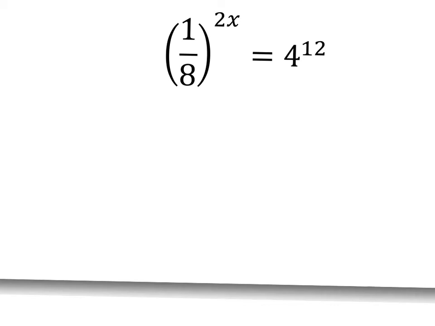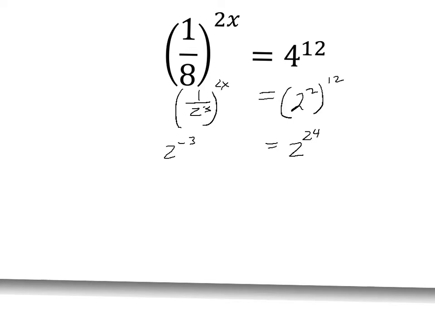Here we have something that looks really, really odd. We have 8 and 1/8 and 4, that's just crazy. But 4 is really 2 squared, and that's taken to the 12th power. So that leaves me with 2 to the 24th power. And 1/8 is really 1 over 2 cubed to the 2x power, which is 2 to the negative 3rd power to the 2x power. So that's 2 to the negative 6x power is equal to 2 to the 24th power. So negative 6x equals 24, and x equals negative 4.